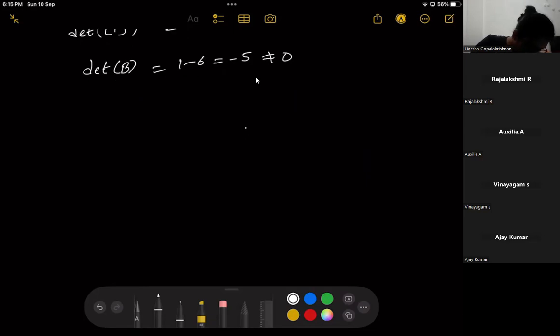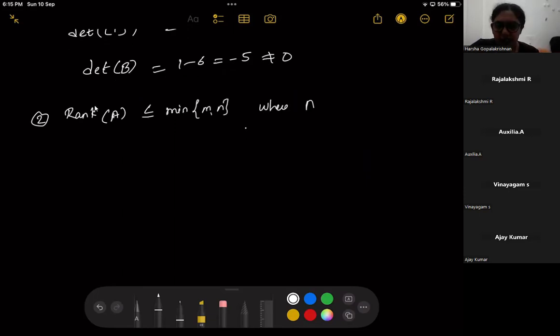Now, one note here is rank of A less than or equals minimum of m, n, where A is an m by n matrix. So what it says is for any m by n matrix A, the rank of A will be less than or equal to the minimum of m and n, the minimum of number of rows and number of columns.